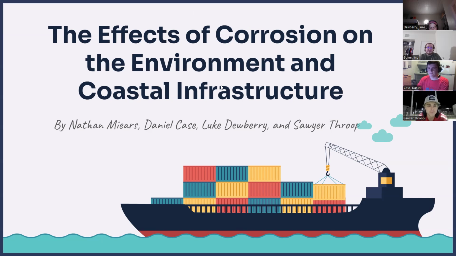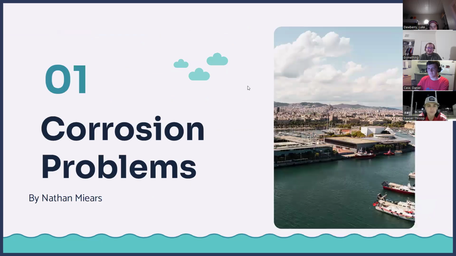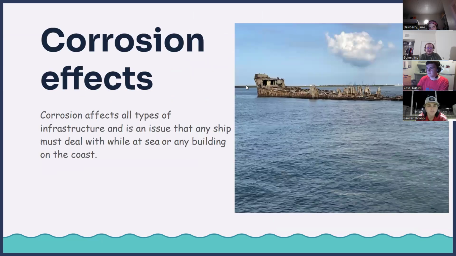The effects of corrosion on the environment and coastal infrastructure. So starting off, we have corrosion problems. Corrosion affects all types of infrastructure and is an issue with ships. It must be dealt with on any ship or any building on the coast, and it comes with a heavy cost.